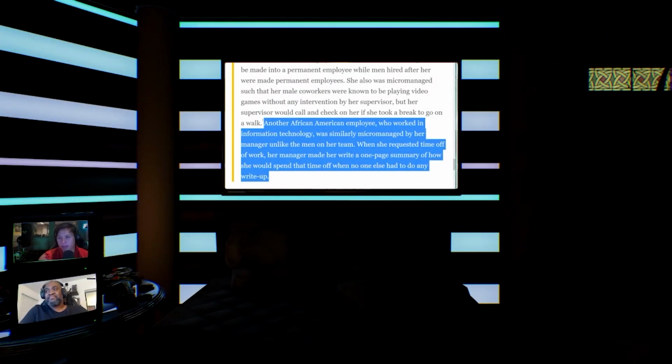Another African-American employee who worked in information technology was similarly micromanaged by her manager. Unlike the men on her team, when she requested time off of work, her manager made her write a one-page summary of how she would spend that time off when no one else had to do any write-up.